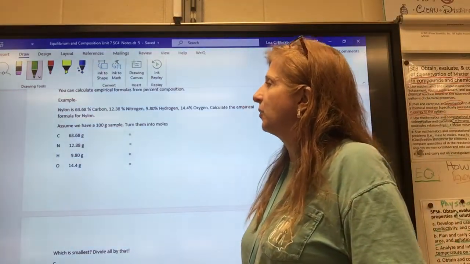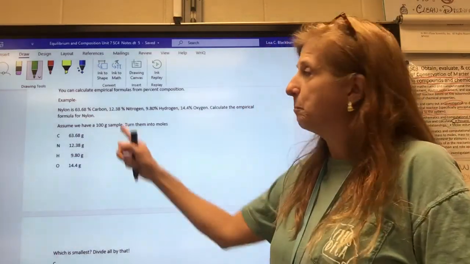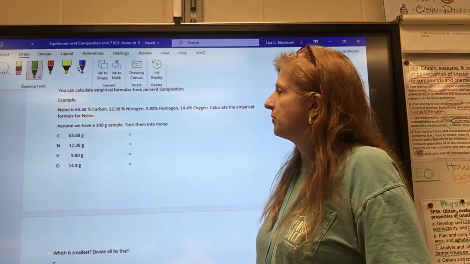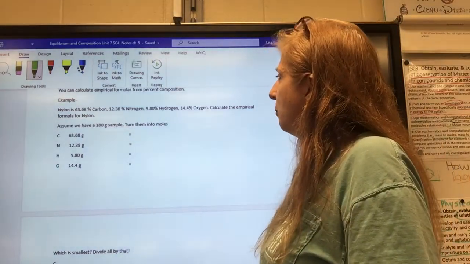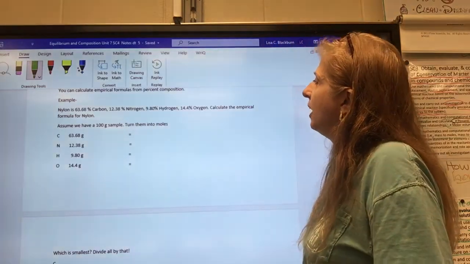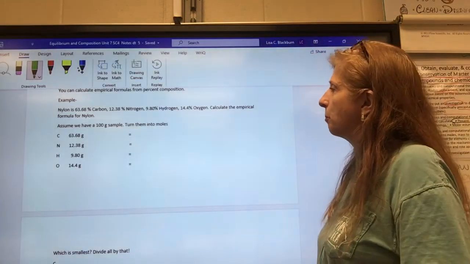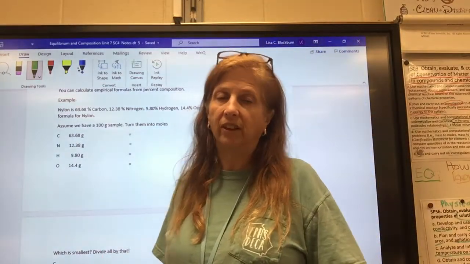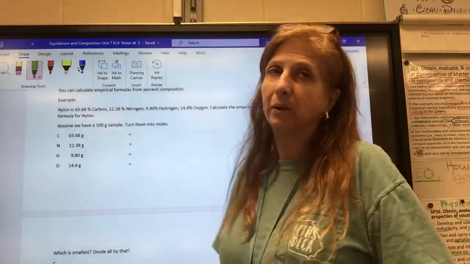Nylon is 63.68% carbon, 12.38% nitrogen, 9.80% hydrogen, and 14.4% oxygen. So they know the percents, and they want to get the formula from it.